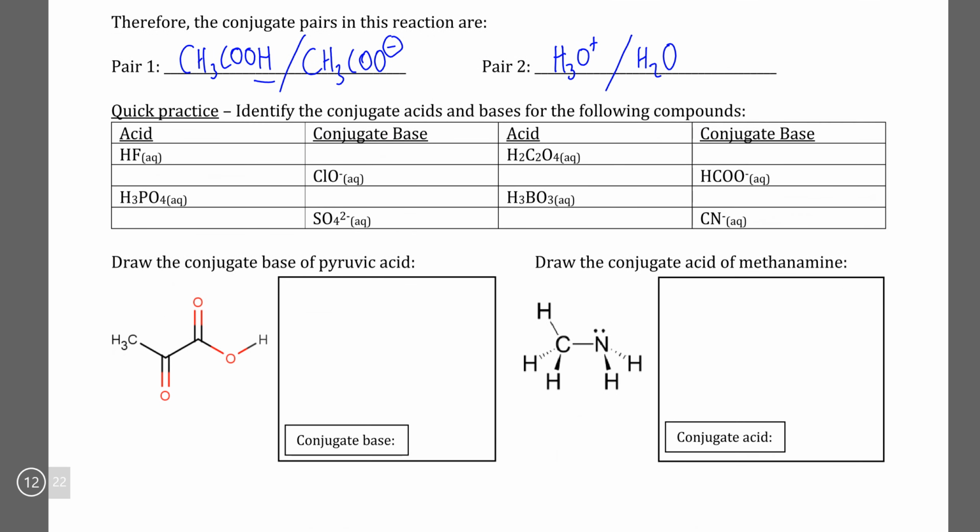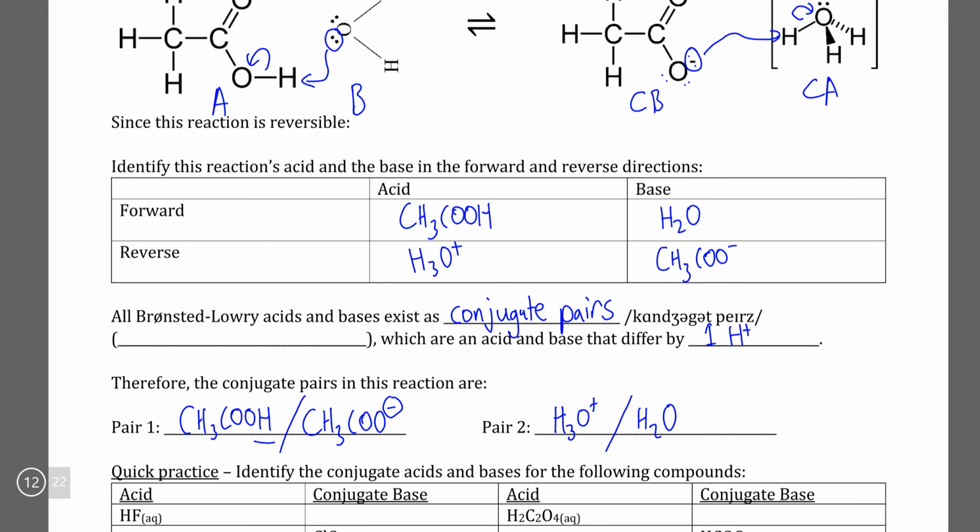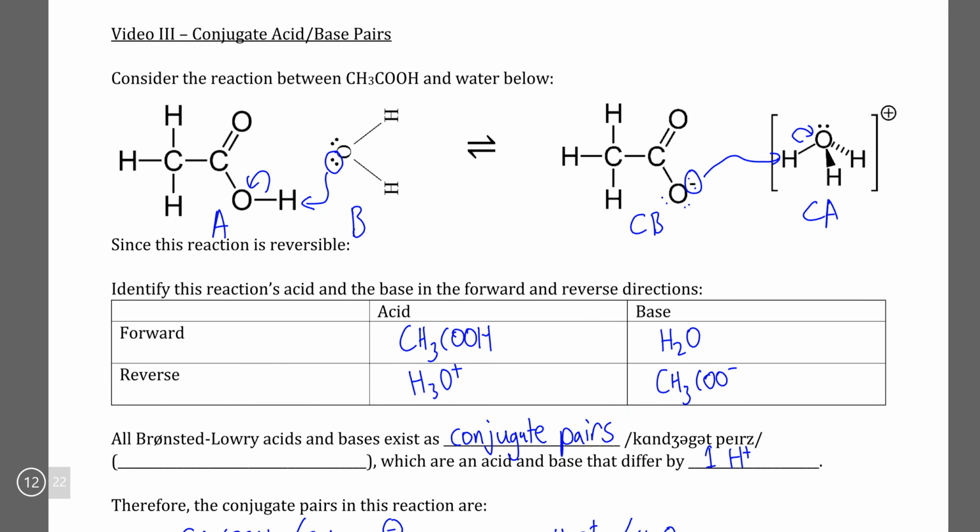To make sure that you have a solid understanding of identifying conjugate acid-base pairs, see if you can identify the missing acids and conjugate bases for each of the compounds here, and see if you can draw the conjugate base of pyruvic acid, this acid here, and the conjugate acid of methanamine here. And in the next series of videos, we're going to take these foundations of acids and bases and apply them specifically to equilibrium contexts.